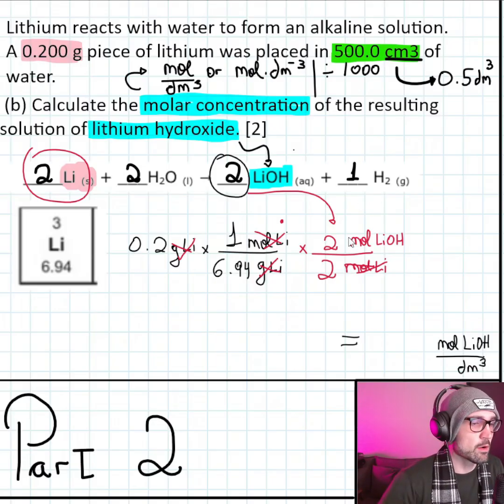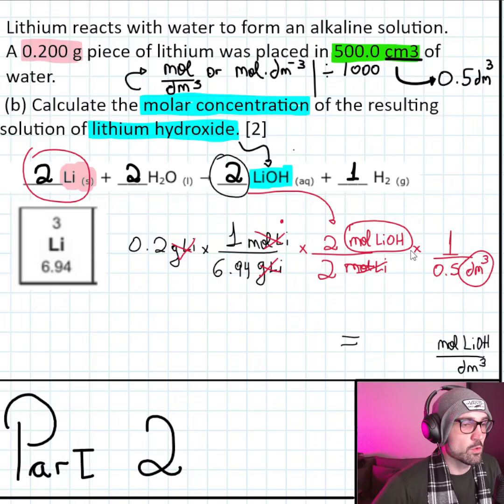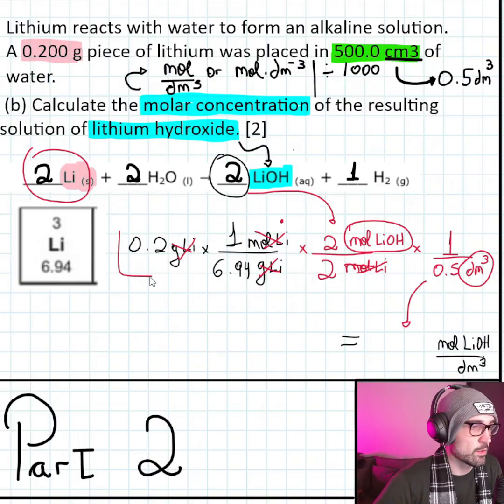If we stop here, we're going to be left with moles of lithium hydroxide. So we have 2 choices. We can either stop here and then add the liters, or we can add 1 over half a liter. Now you're going to be left with moles of lithium hydroxide in the numerator and liters in the denominator. So you can do this in 2 steps. If you do this whole series of fractions, you're going to skip straight to the result, and then it's just rounding to 3 significant figures. If not, you can do just this part and add the liters a little bit later.